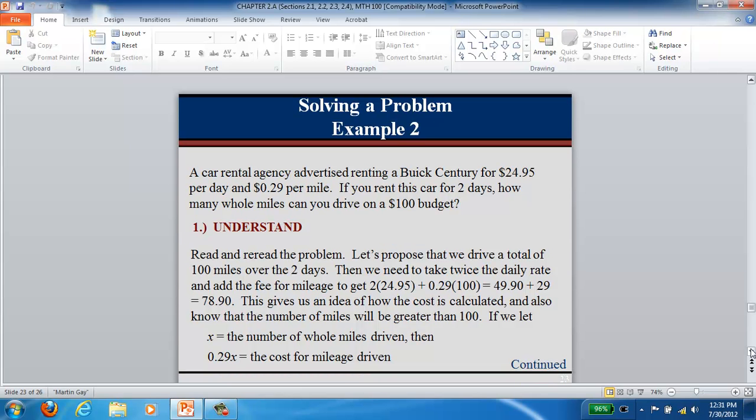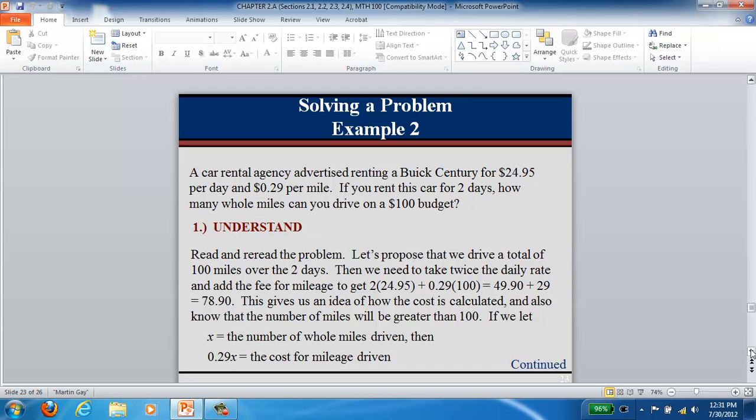Step 1, read and reread the problem. Let's propose that we drive a total of 100 miles over the 2 days. Then we need to take twice the daily rate and add the fee for mileage to get 2 times $24.95 plus 29 cents times 100, which equals $49.90 plus 29, which equals $78.90. This gives us an idea of how the cost is calculated, and we also know that the number of miles will be greater than 100.